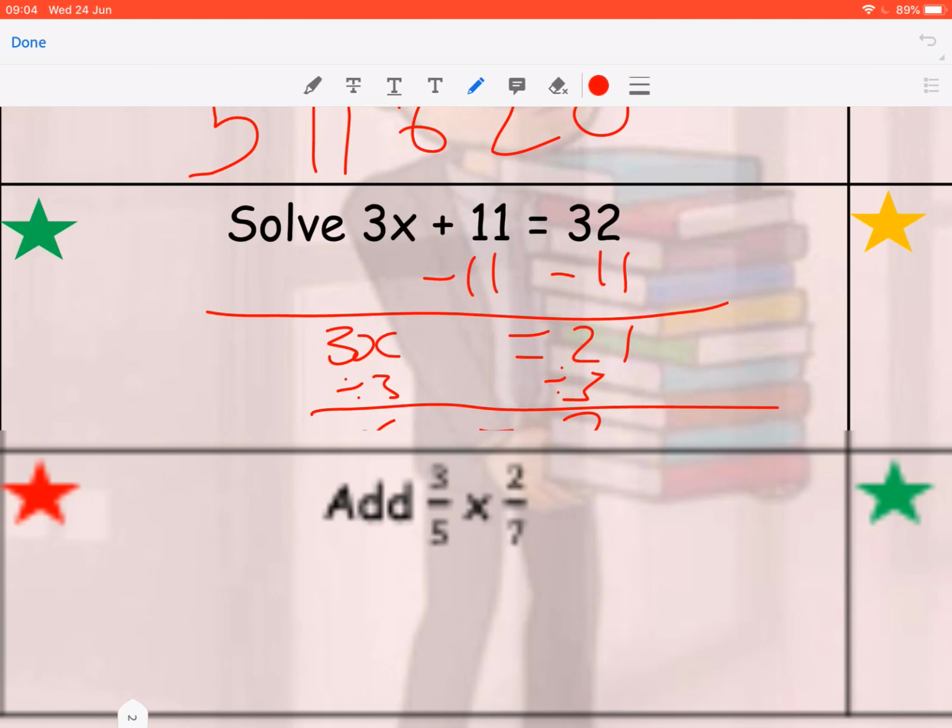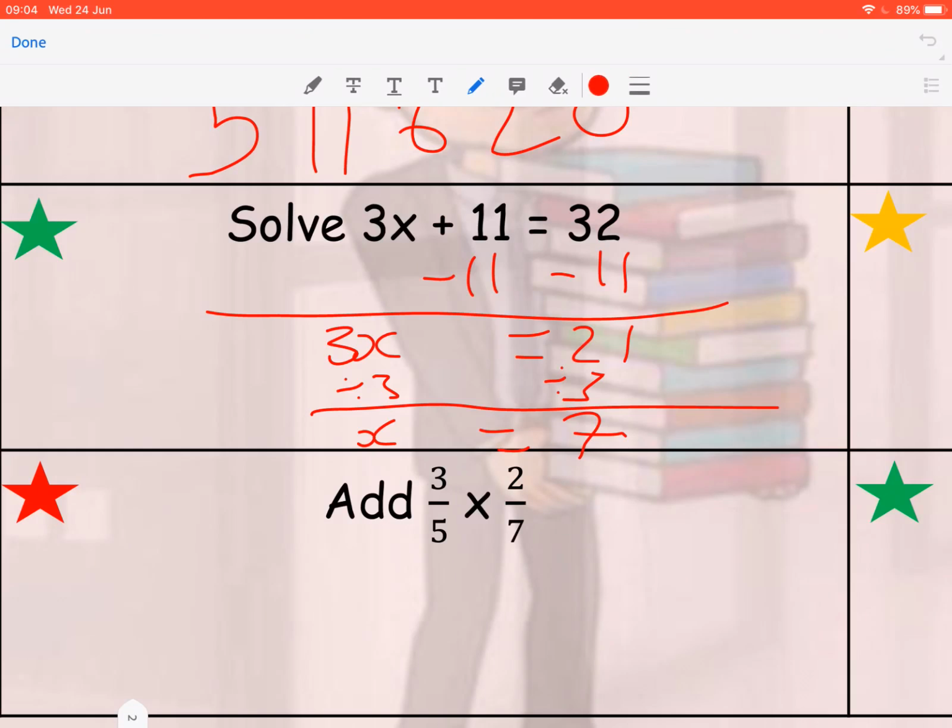Okay, next I've got 3 over 5 times 2 over 7. With times in fractions, you just times the top and times the bottom. 3 times 2 is 6. 5 times 7 is 35. That can't be simplified, so 6 over 35 is your final answer.